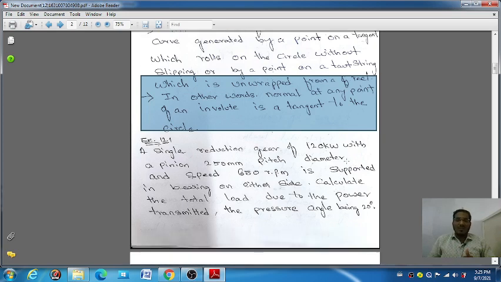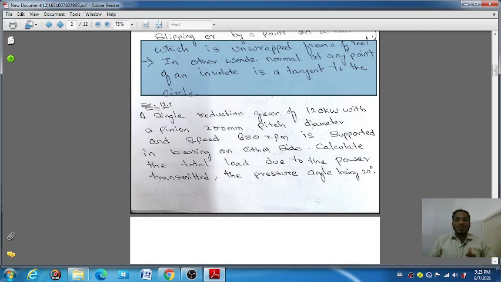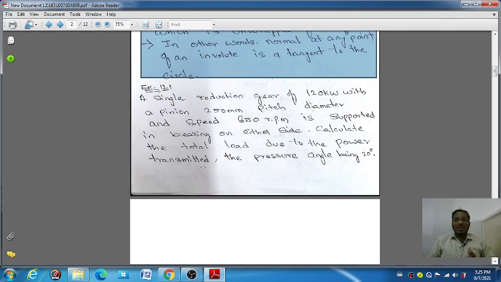You can see here I have done one basic problem for you regarding this topic. The question is: a single reduction gear of 120 kilowatt, with the pinion of 250 mm pitch diameter and a speed of 650 rpm, is supported in bearings on either side.